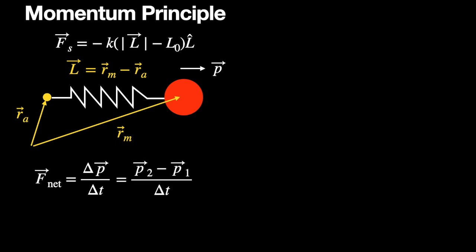And I can write the change in momentum as P2 minus P1. So this says that if I take the momentum at the beginning of the time interval, P1, and the momentum at the end of the time interval, P2, then I can write delta P as that change in momentum.